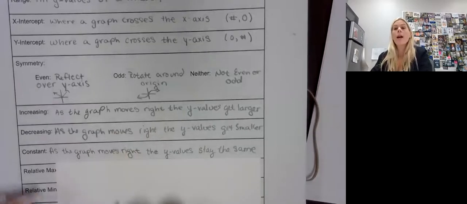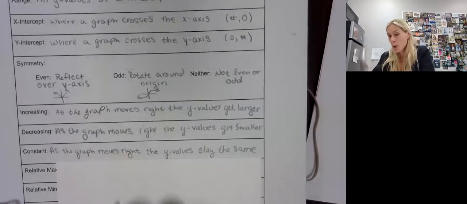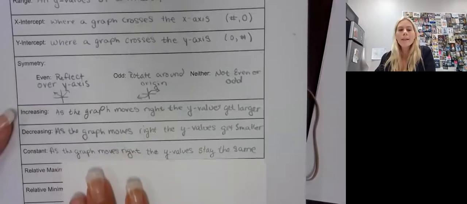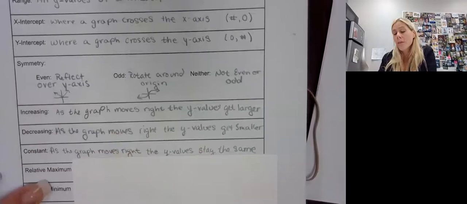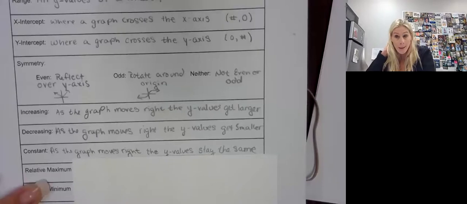Of course, if as you're writing these definitions I am going too fast, pause the video so you can write these down. So we have increasing, decreasing, and constant. Now, relative max and min. I want to make this clear that this is different from absolute max or min, okay? Two different things. Absolute max and min, you'll go over more in higher mathematics. This year, we're just going to focus on relative max or min.